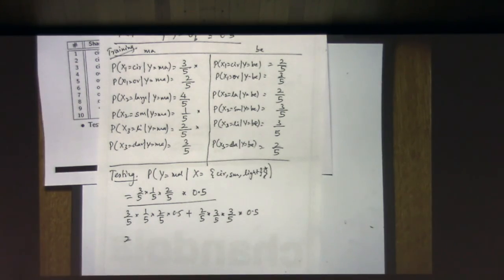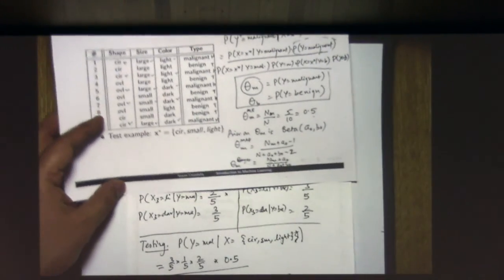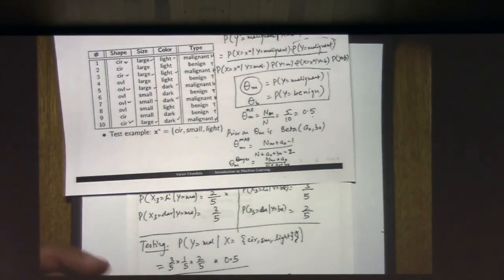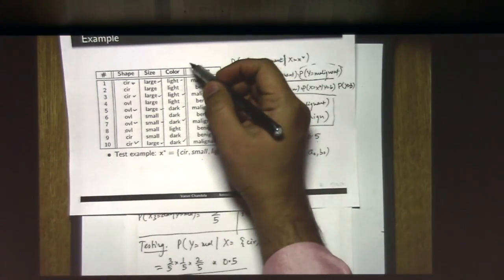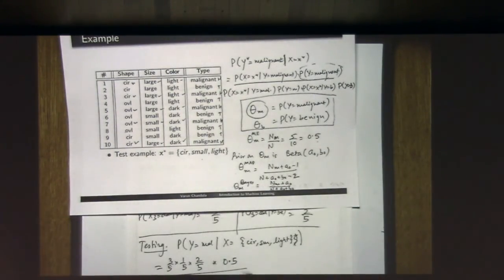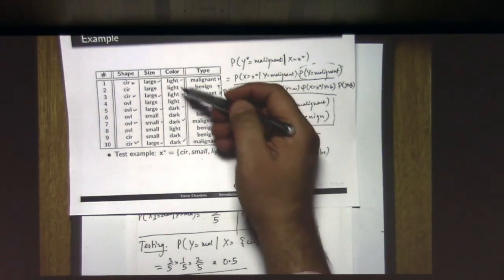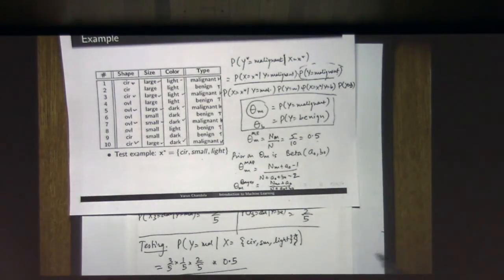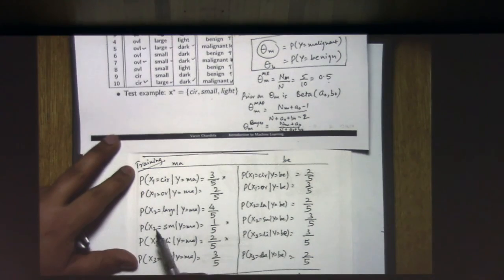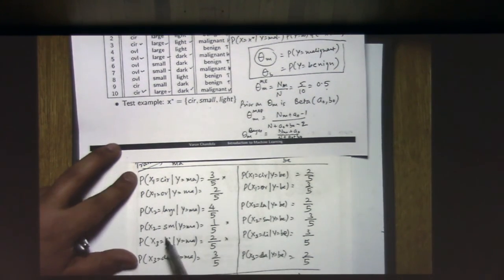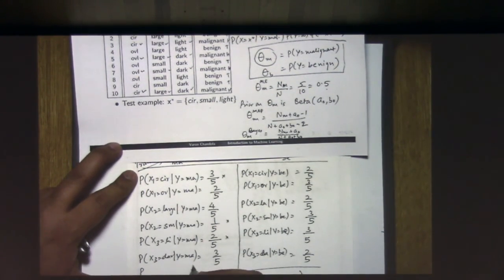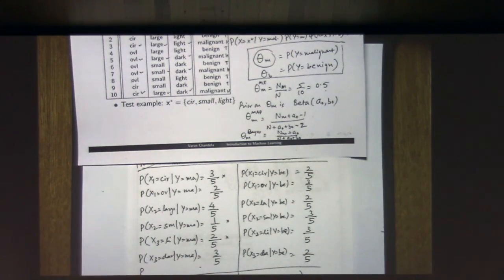Right, very good question. So the question is this, what if, just for the sake of example, let's say this color took 3 values, light, dark, and medium. And let's say there was no medium for malignant, which means that the probability of x3 to be medium given y equal to malignant would be 0, right? And then that would make these things 0, right? That will happen, so there is no way out of it. The way to handle things is by using the prior, right?